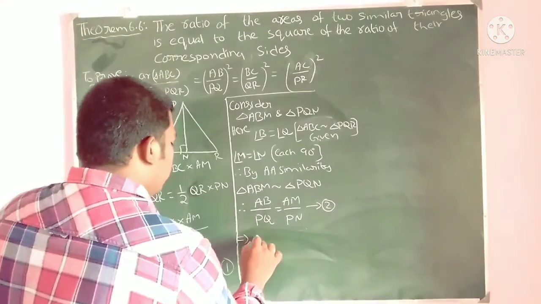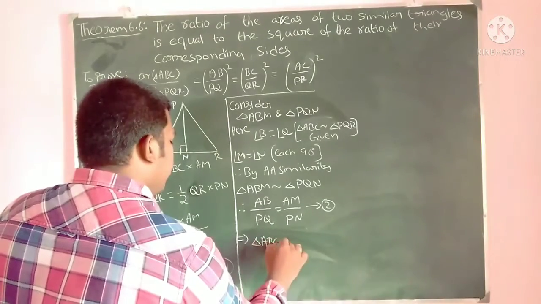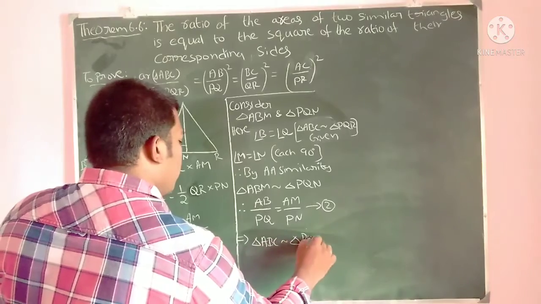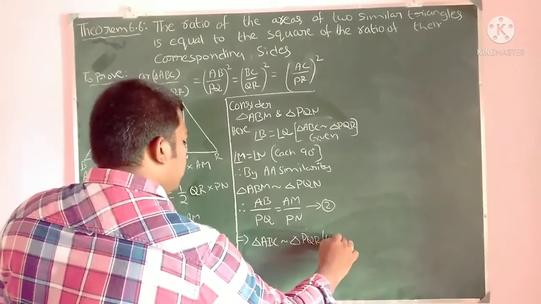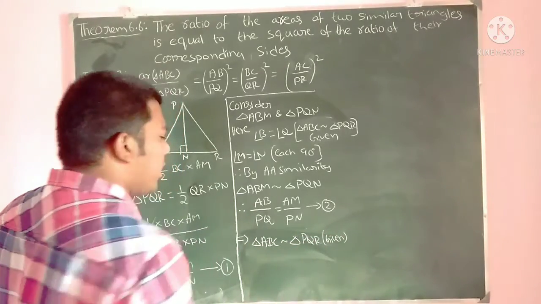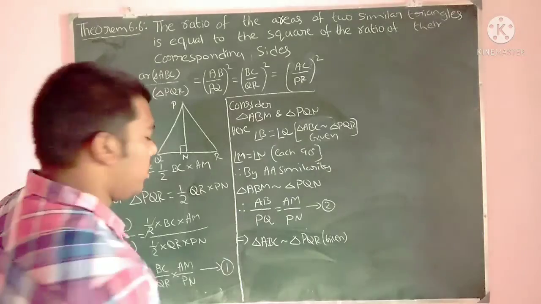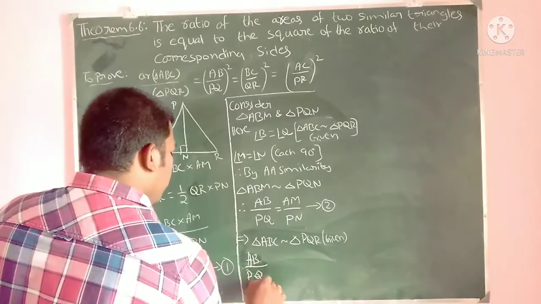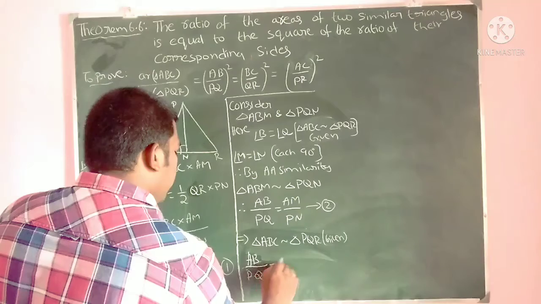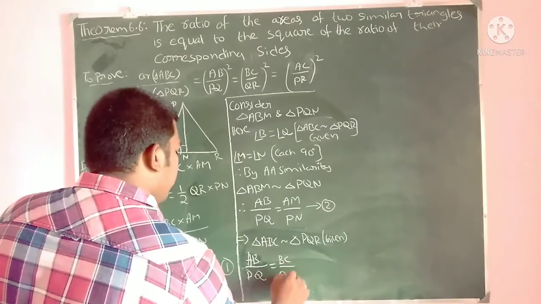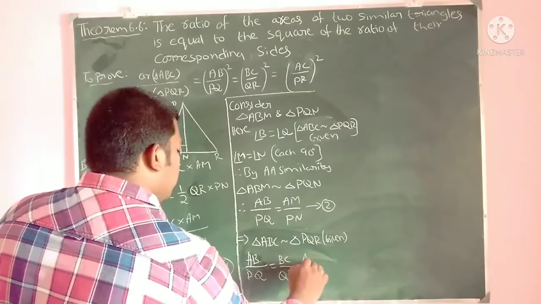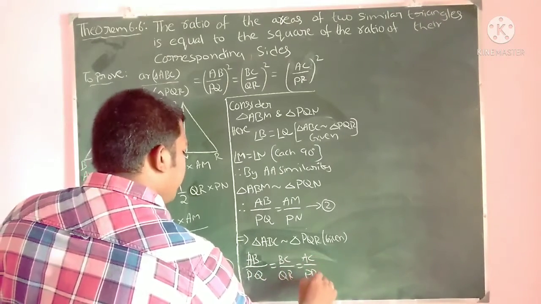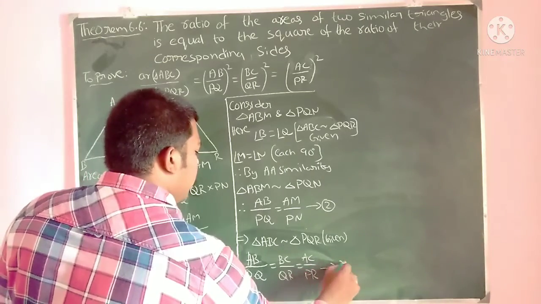So we have triangle ABC is similar to triangle PQR. This is the given statement. So by this we can write the sides are in proportion. So AB by PQ equals BC by QR equals AC by PR. Let it be 3.